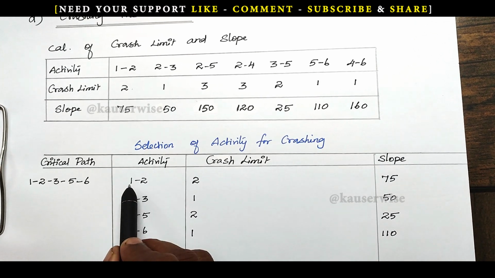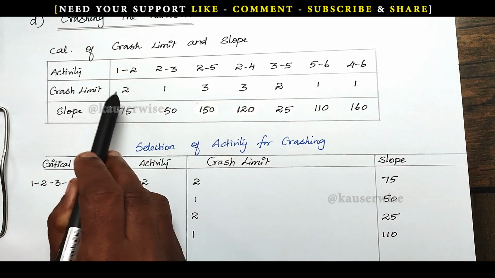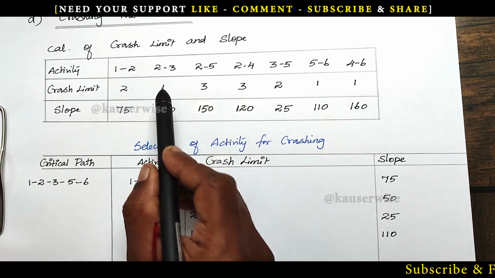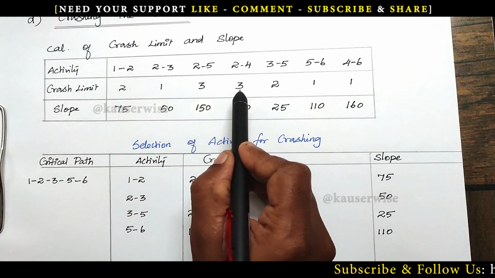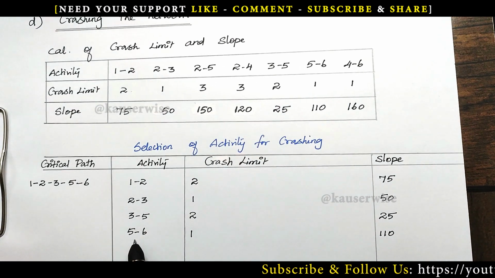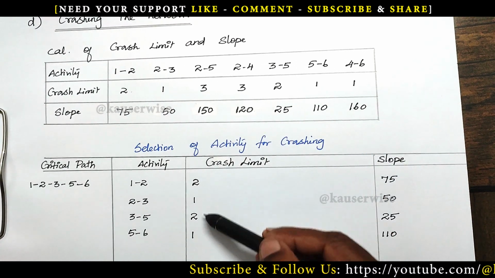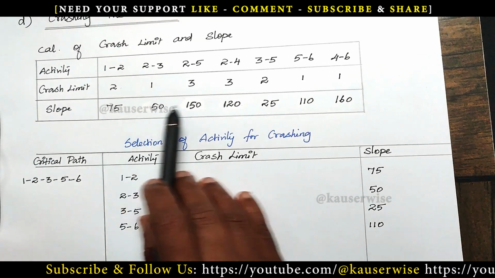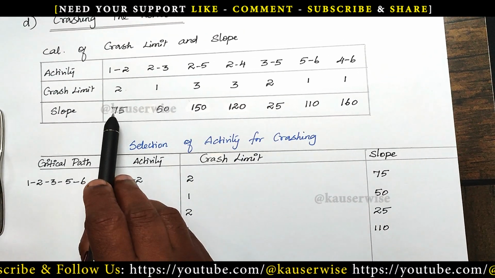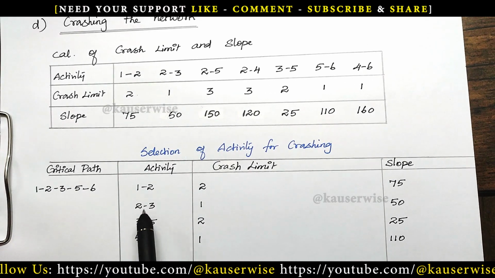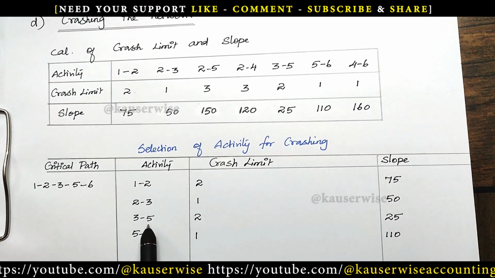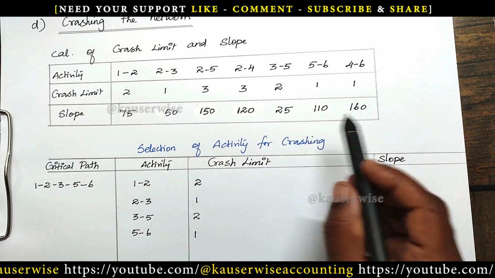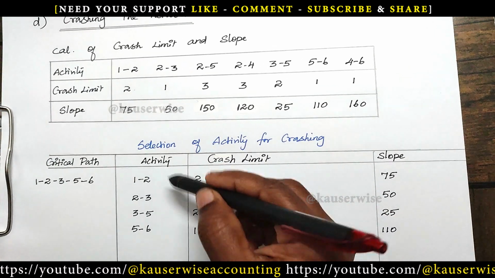For the first one, 1 to 2, crash limit is 2. Next, 2 to 3, 1. Then 3 to 5, 2. Then 5 to 6, 1. So enter the crash limit for these activities as well as the slope. We have already calculated them. See, 1 to 2, 75 rupees. 2 to 3, 50 rupees. 3 to 5, 25 rupees. 5 to 6, 110. Just enter the slope for these activities.